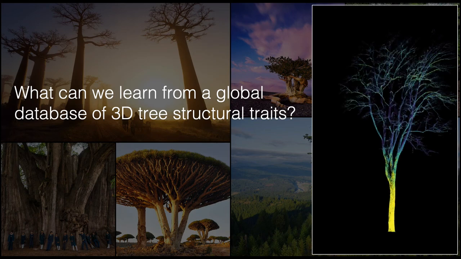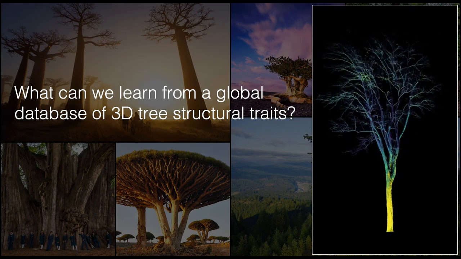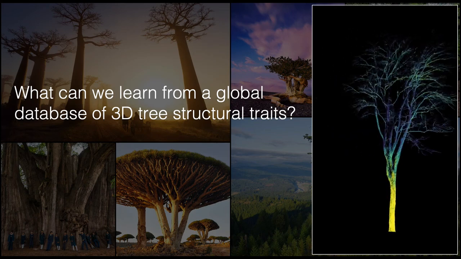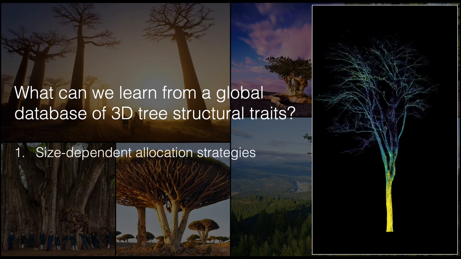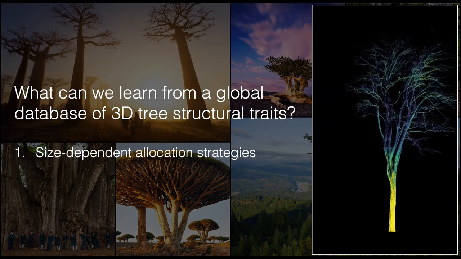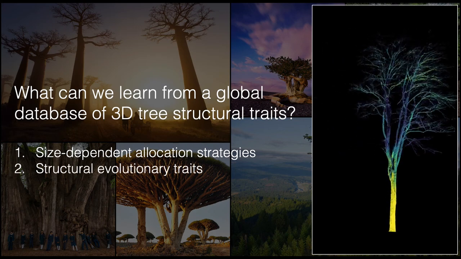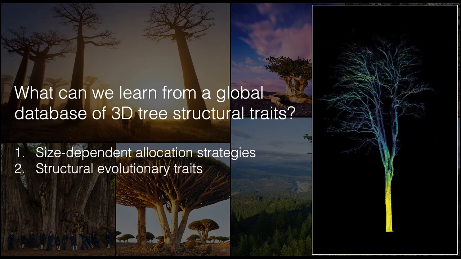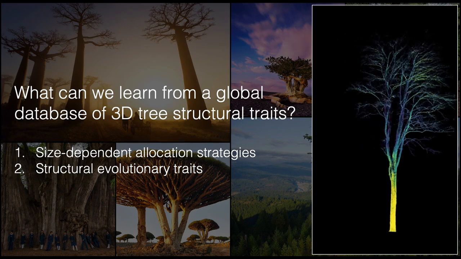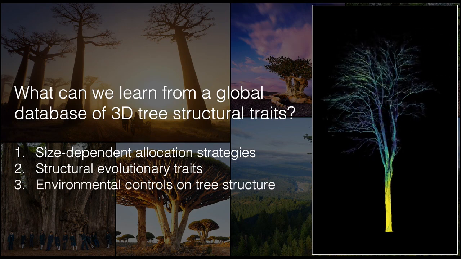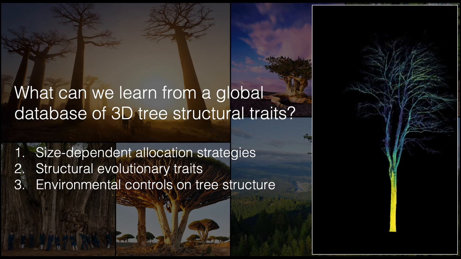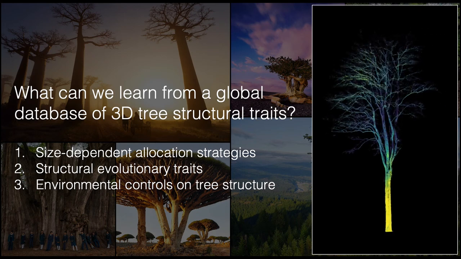So what can we actually learn from this kind of global database of 3D structural traits? Now I'm going to walk you through some preliminary analyses that we've done looking at size-dependent allocation strategies, structural evolutionary traits that we can see in allometric scaling relationships, as well as the environmental controls on tree structure.